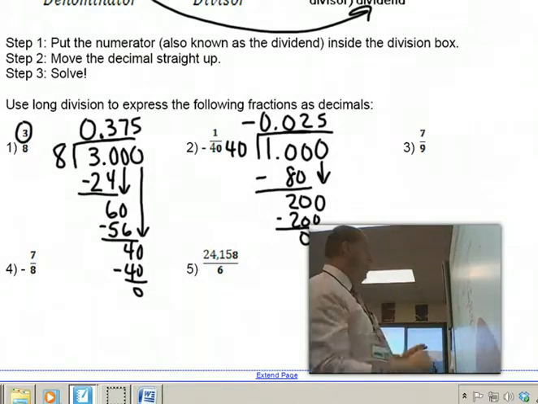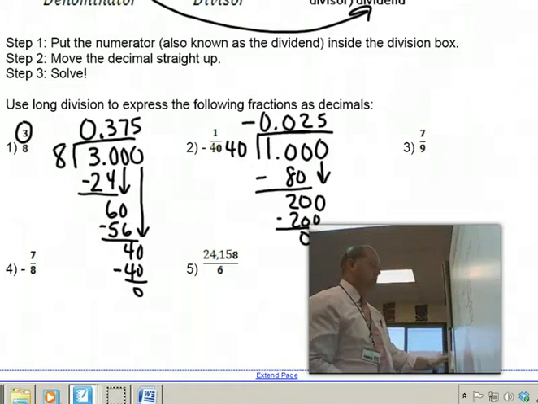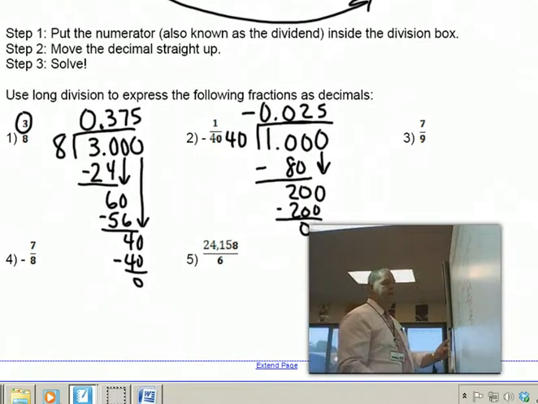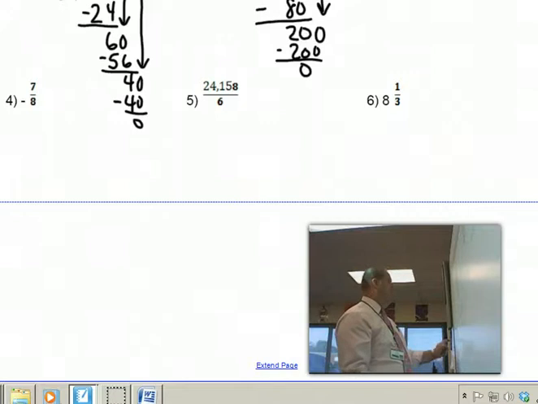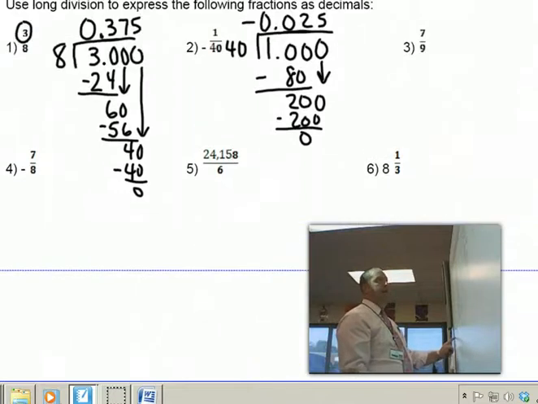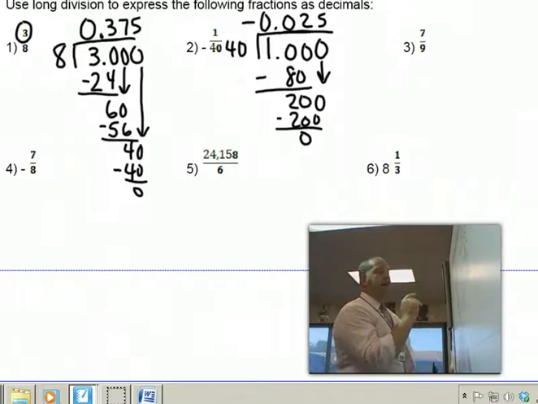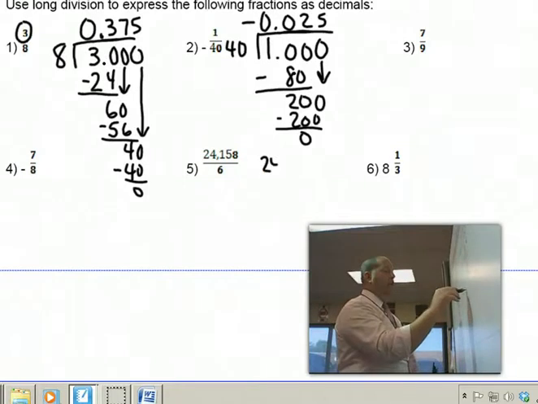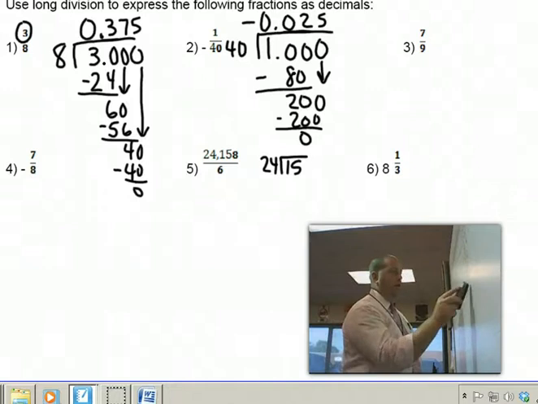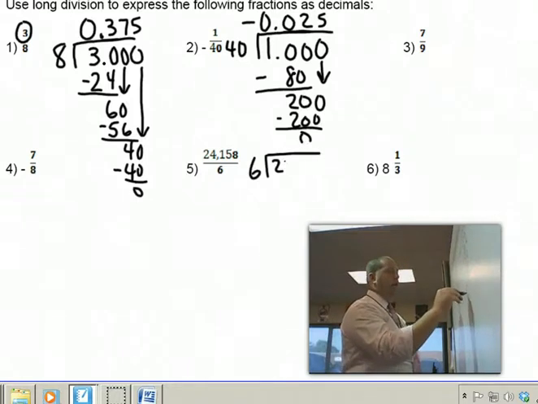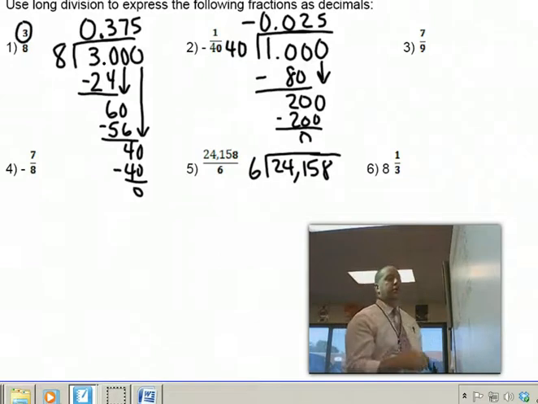Number 3 and 4, I'm going to leave for a second so you can try those on your own. 5 and 6 are a little different though, so I want to make sure that we get a chance to do those. I'm going to bring this back a little bit. Number 5, notice that's a big number, so when I divide that, 24,158, sorry about that, 6 divided into 24,158. My answer should be big because it's a whole number.